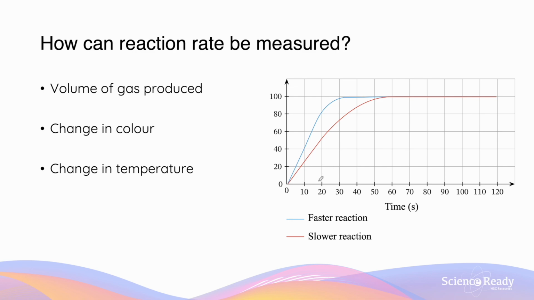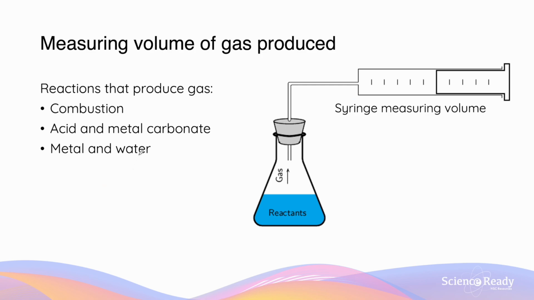We mostly utilize the y-axis of the graph to determine these parameters, and this can include the volume of the gas that's produced, any changes that occur with color, or changes in temperature. Examples of reactions that produce gas include combustion reactions, acid and metal carbonate reactions, and metal and water reactions.